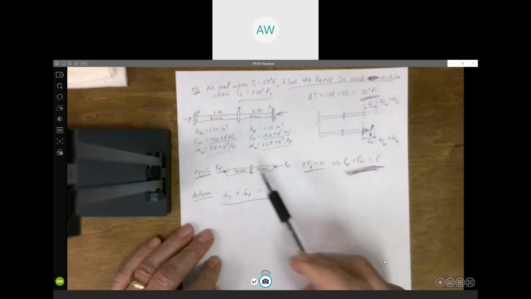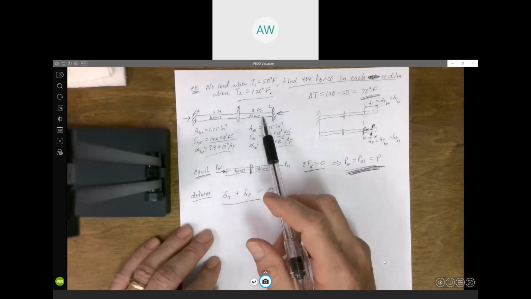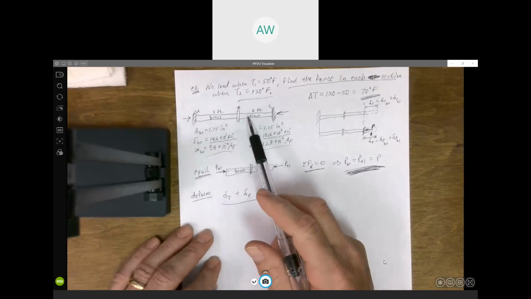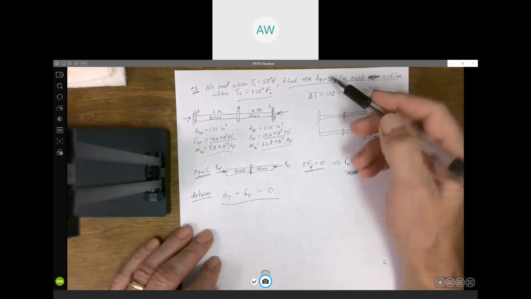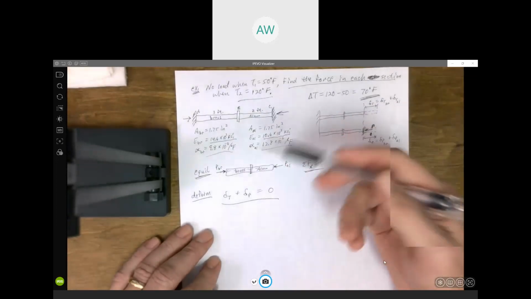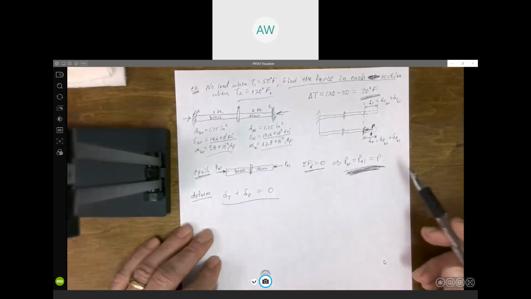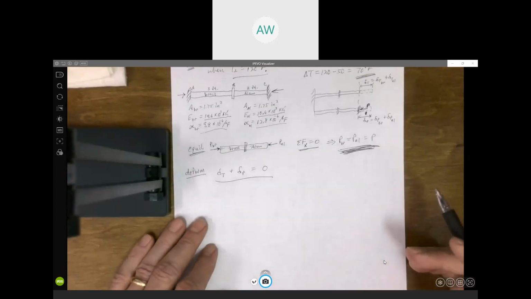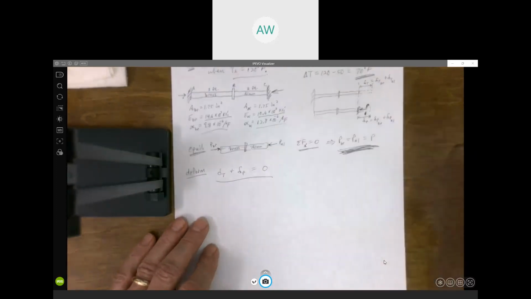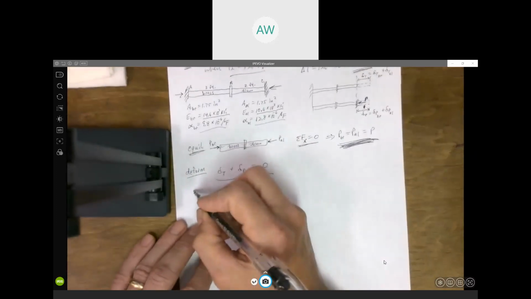Now, that does not mean that the brass stays 3 feet long and the aluminum stays 2 feet long. Those can and will change length. We weren't asked to find it, but after we find this force, you could go in and calculate the new length of the brass and the new length of the aluminum. It's not going to be 3 and 2. One's going to get longer and one's going to get shorter. But the total is still going to be 5 feet because it's constrained. It can't change length.